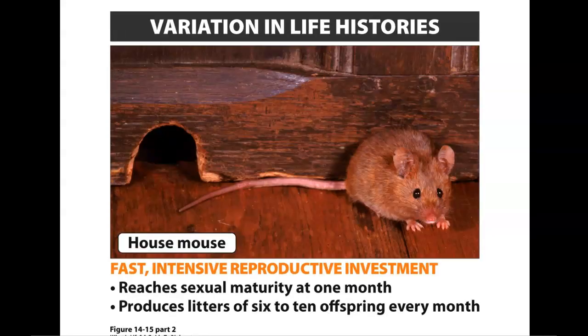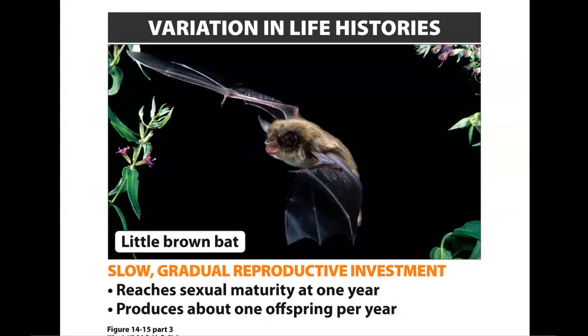Next, you're going to have what's called the fast intensive reproduction. Here, it's going to reach sexual maturity in 1 month, and then the species produce litters of 6 to 10 offspring every month after that. And then you have what's called slow gradual reproduction. With this one, the species are going to reach sexual maturity at 1 year of age, and these species are going to produce about 1 offspring per year. So it's going to be a slow and gradual process.